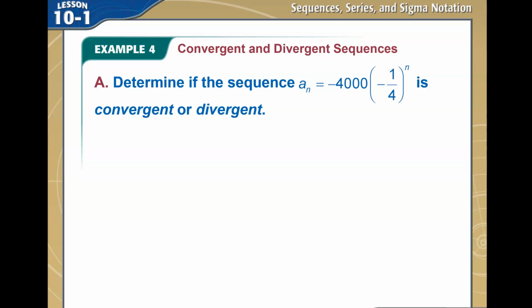Hello students, as you remember in last class you did some questions about convergent and divergent sequences, correct? Hopefully you understood, but I'm going to revise again what convergent and divergent are. Look, in this question it's written that determine if the sequence, now a recursive formula.